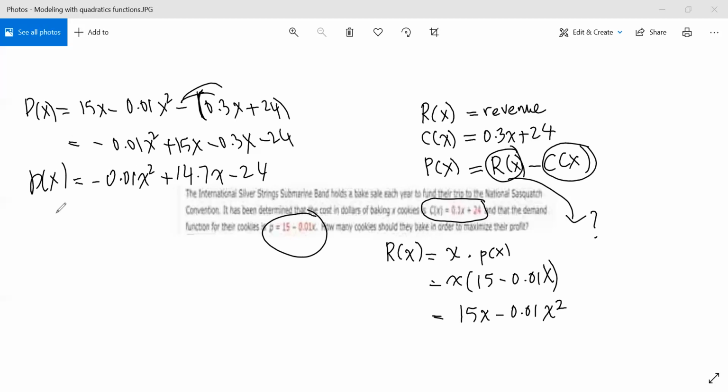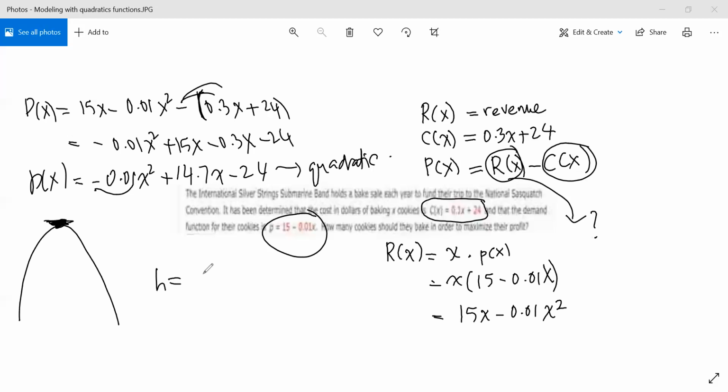We want to find the number of cookies in order to maximize the profit. In order to maximize, because this is a quadratic equation now, right? So in order to maximize the profit, see, a is negative, so this function is going to look like this when you graph it. So right here, right? Because the maximum value is going to be here, we're just going to find the vertex.